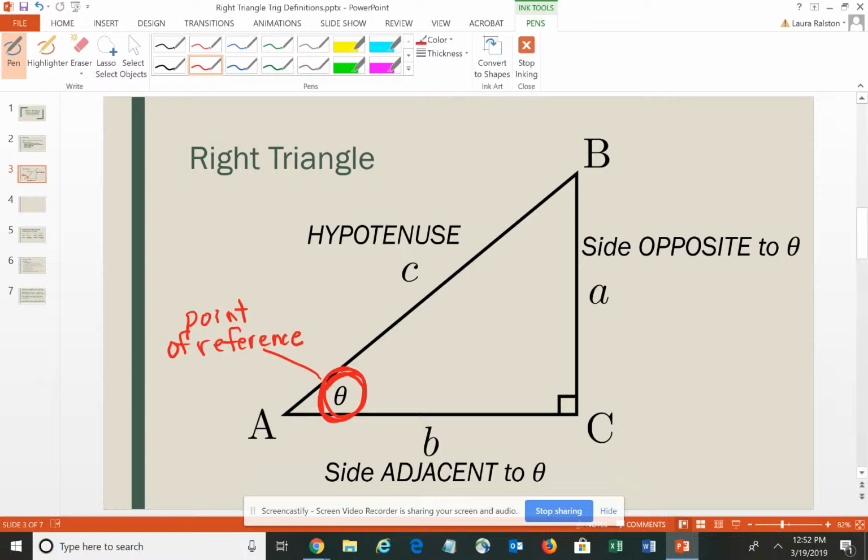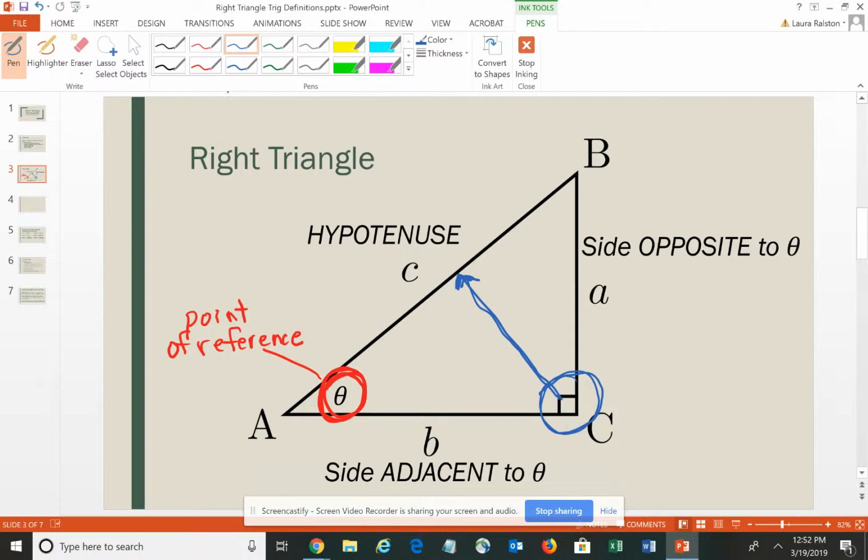So the hypotenuse never changes. The hypotenuse is always going to be across from the right angle. You're still going to have notation for where the right angle is located in the triangle, by the box in the corner, and again, it points in the direction of the hypotenuse. The hypotenuse is always across from the right angle.